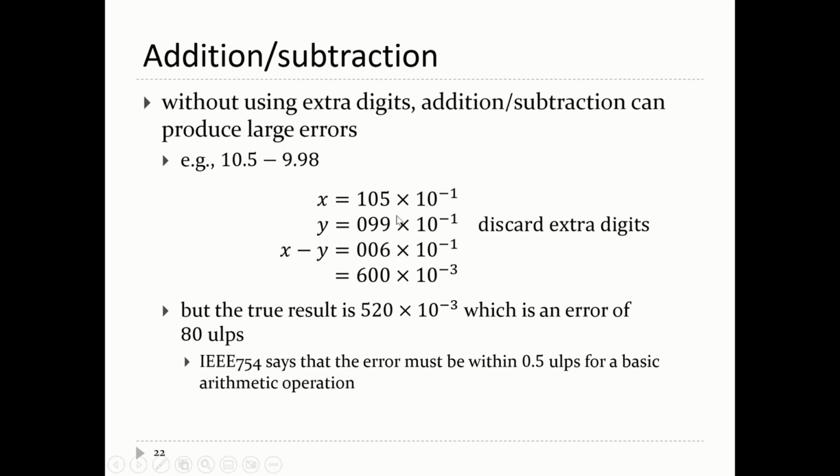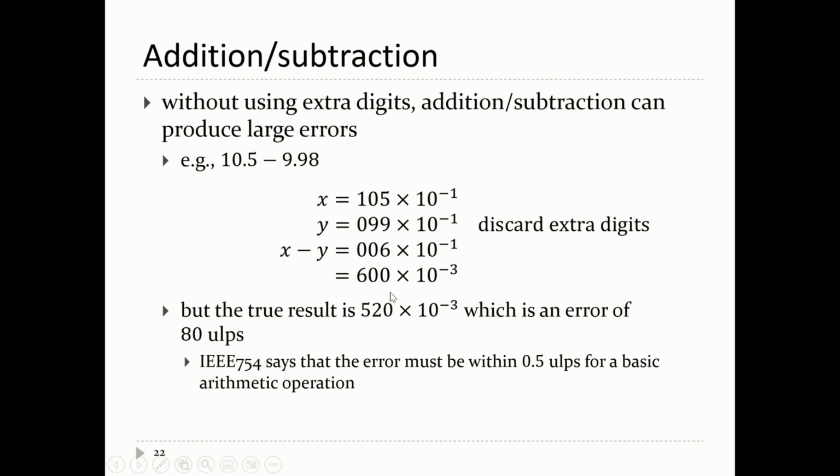So let's go ahead and do the subtraction. I've got 10.5, so that's 105 times 10 to the minus 1. Now 9.98, I have to write that using 10 to the minus 1, with no extra digits. So when I write that out, I get 099.8. Toss the 0.8, and I'm left with 0.99. Now do the difference, and you get 6 times 10 to the minus 1.